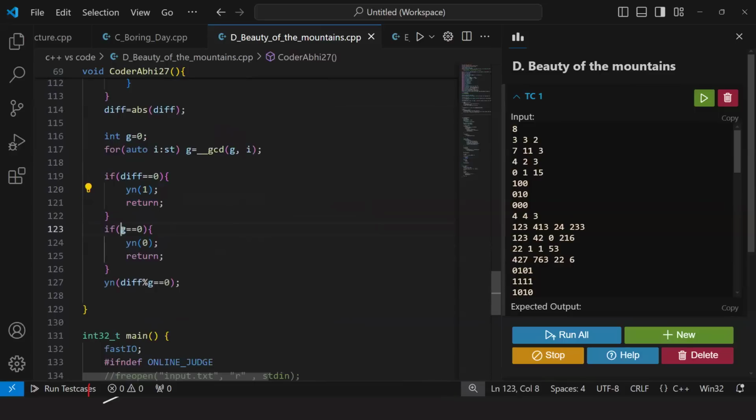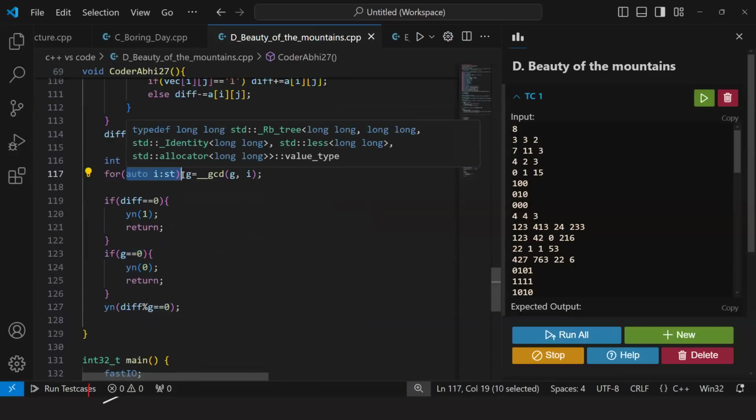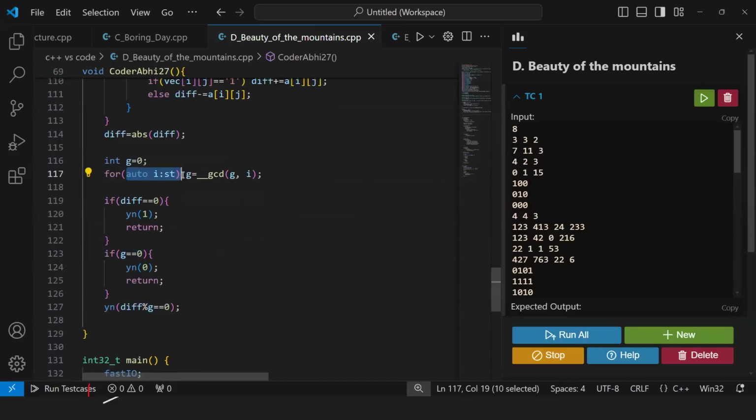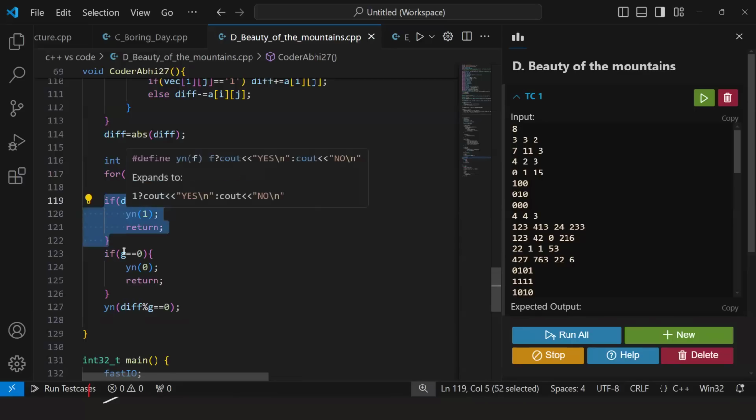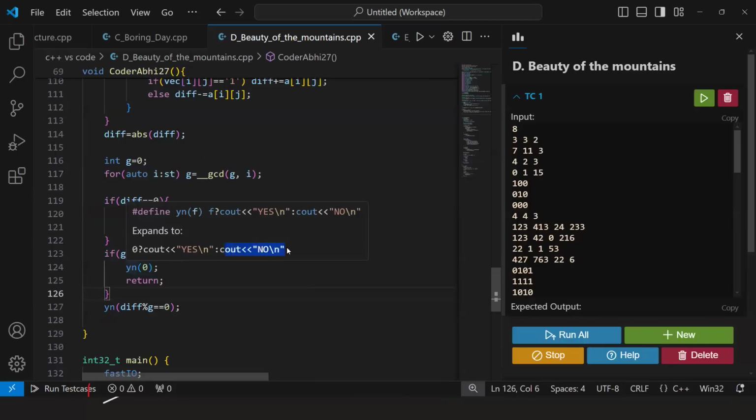Now, if the GCD is 0, it means we had no numbers in our set. All the values were 0. All the submatrices were 0. So if GCD is 0, we cannot change our difference. And if the difference was 0, we already printed yes. If we are coming to this case, it means the difference is not 0 and our GCD is 0, so we cannot change the difference. So we will print a no here.